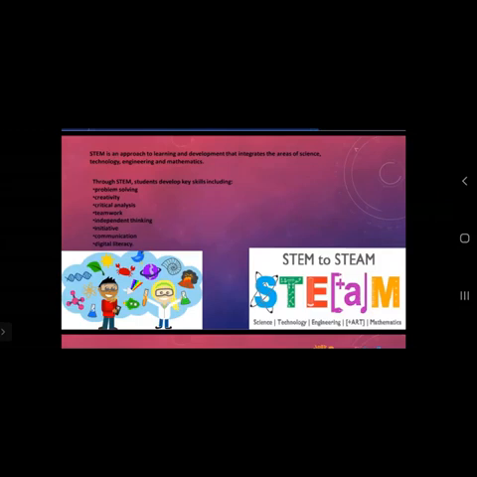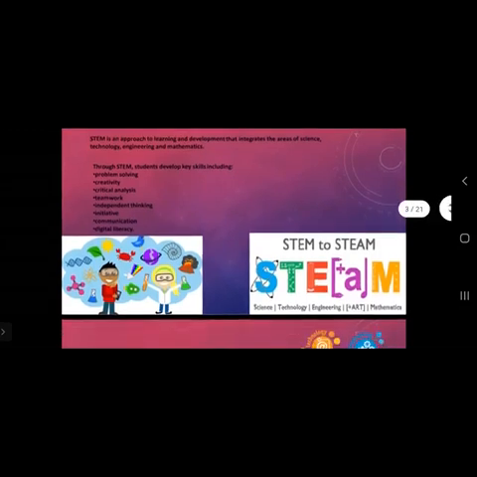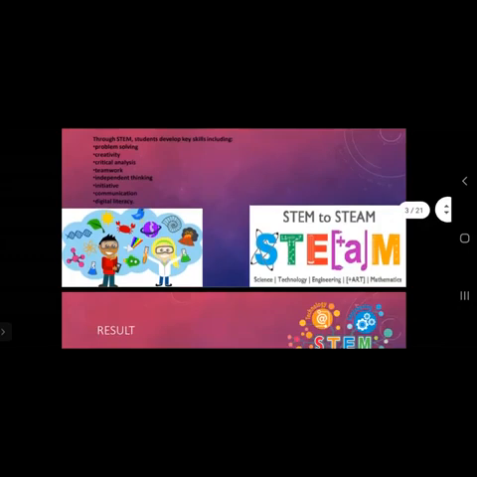STEM is an approach to learning and development that integrates the areas of science, technology, engineering, and mathematics. Through STEM, students develop key skills, including problem solving, creativity, critical analysis, teamwork, independent thinking, initiative, digital literacy, communication, and so on. And also we must add art, because it is useful too. I show some pictures.